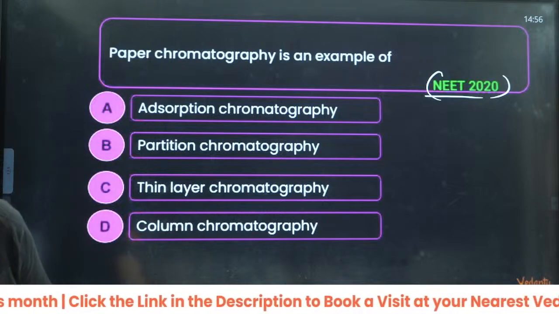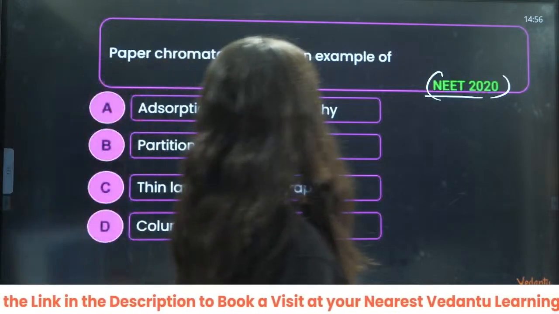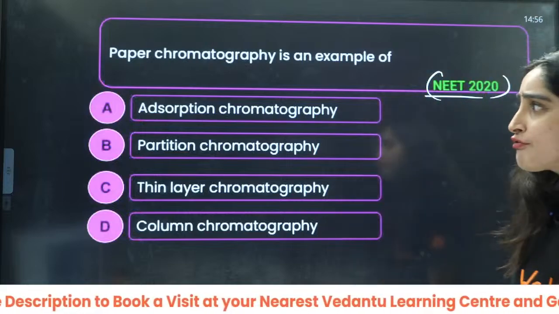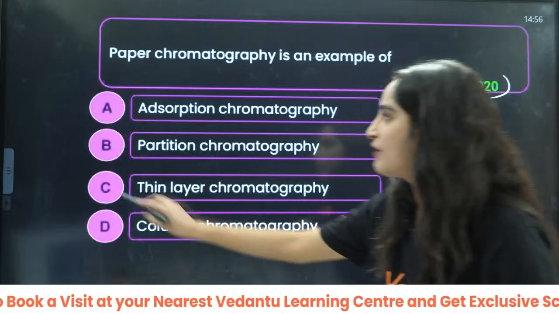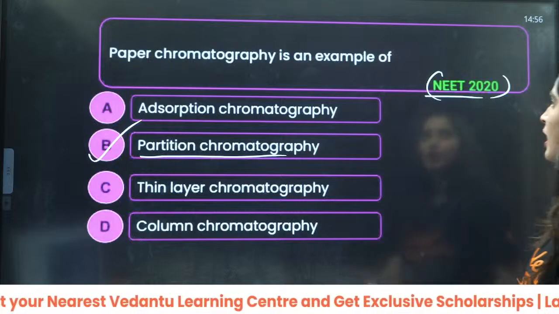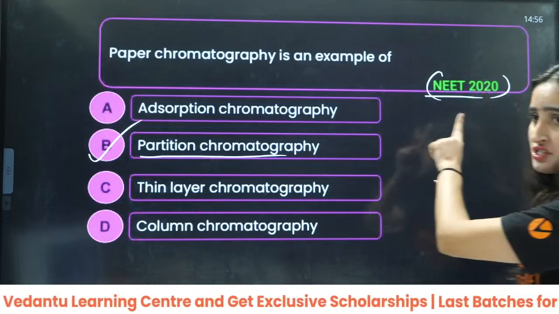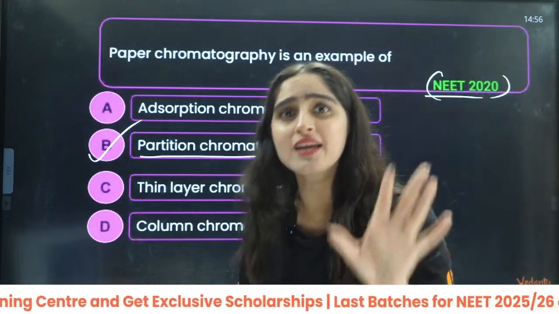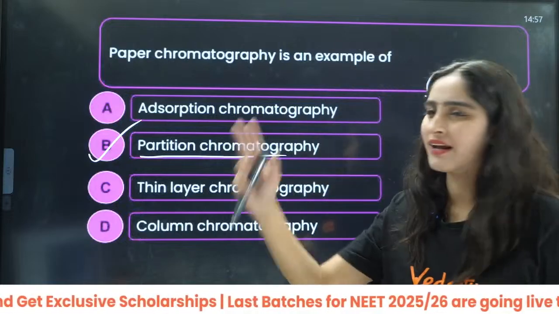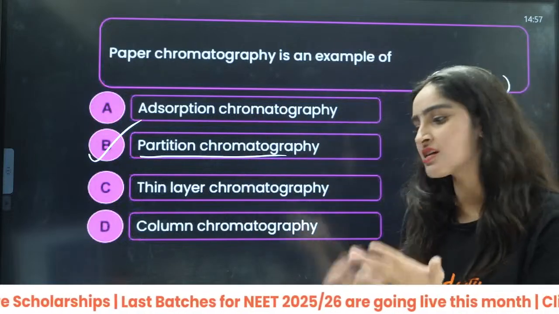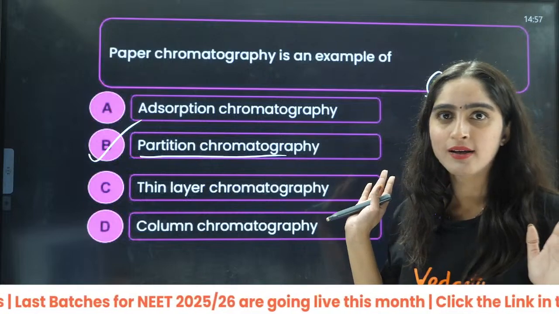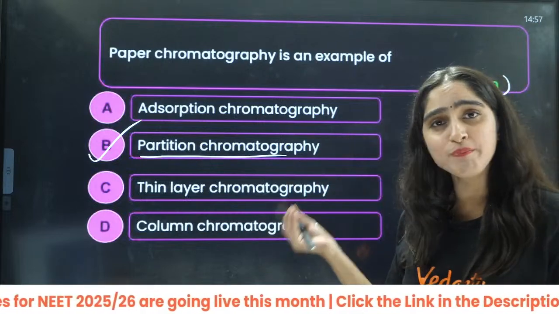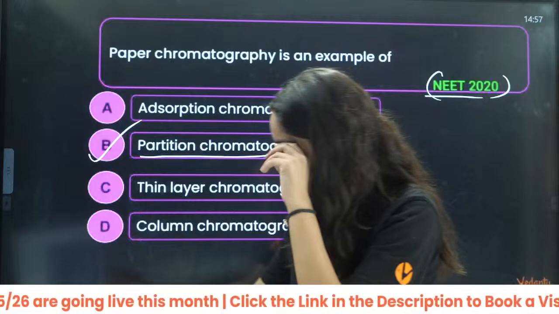Now, paper chromatography is an example of which chromatography? B. Very good. Partition chromatography, NEET 2020 question. A very, very, very simple question. It was a one-second question. And students just leave this chapter like that. You have no idea how simple the questions they ask from this chapter are.